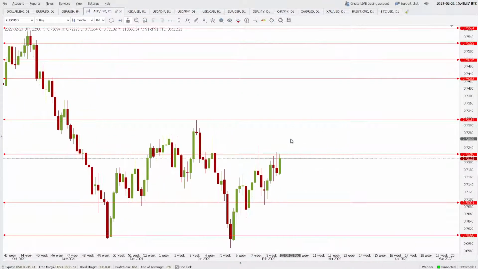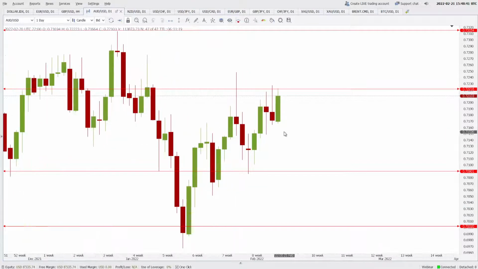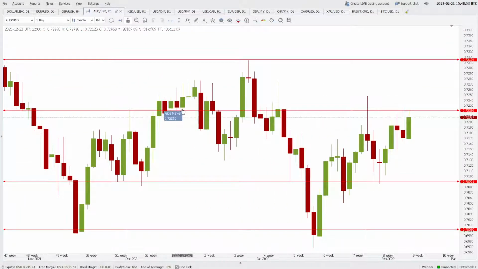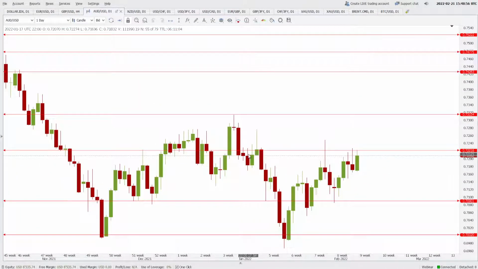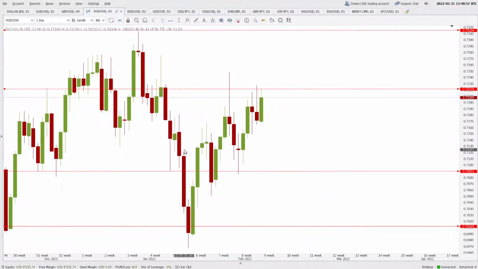Australian dollar, okay, 0.7210 is where it is trading now. On Friday it made a high at around 0.7227, which is very much in line with the resistance line which we have created. It was a previous support and a previous resistance, and we are expecting this area to act as a good resistance this time again.